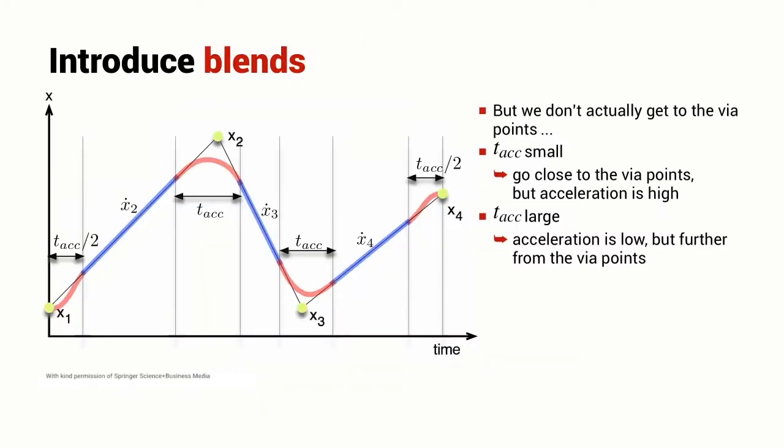If we want to move from one point to another through a few intermediate points, which we call via points or waypoints, then in order to achieve continuity in the path, we need to introduce what are called blends, and they're shown here in red. We introduce an acceleration period to transition from the velocity heading towards, for instance, point 2 into the velocity we need to head towards point 3. A disadvantage being that we never actually get to the point that we're heading for. If the acceleration time is small, we get very close to the via points, but the acceleration on the machine is high. If acceleration time is large, then the acceleration of the robot is low, but we miss the via points by a larger amount.